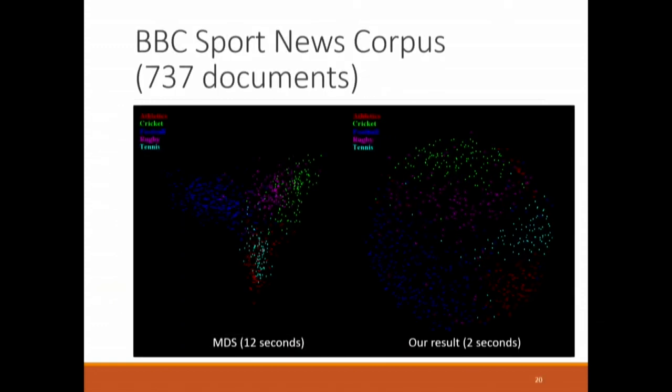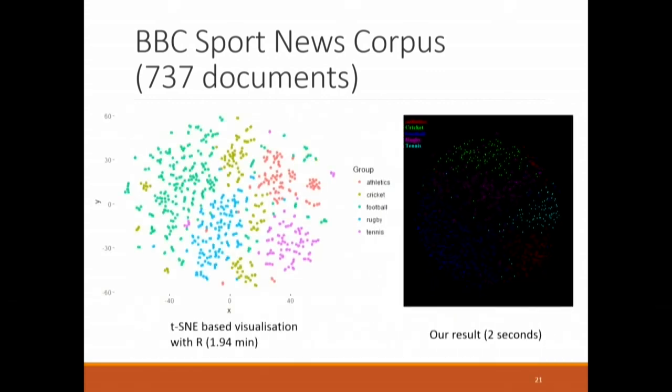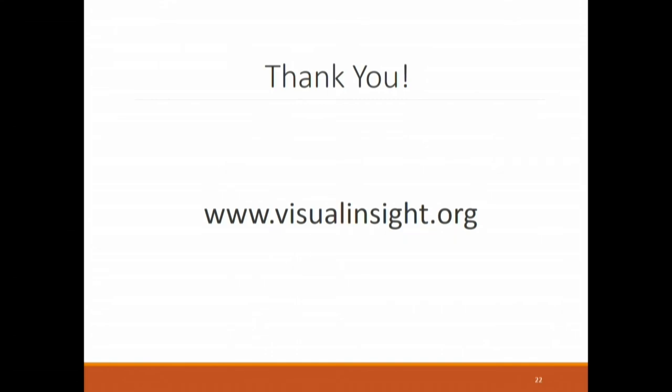Similarly, with the BBC Sports News Corpus, which has a smaller number of documents, we have similar results where we can draw the clusters of documents much faster. And that's all. I'm sorry, the time is up.